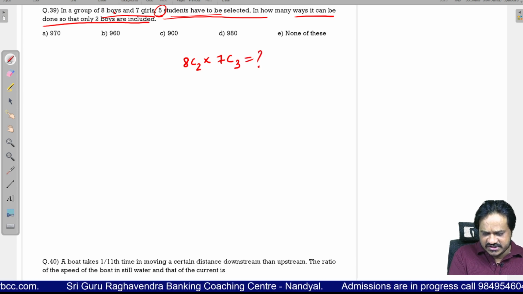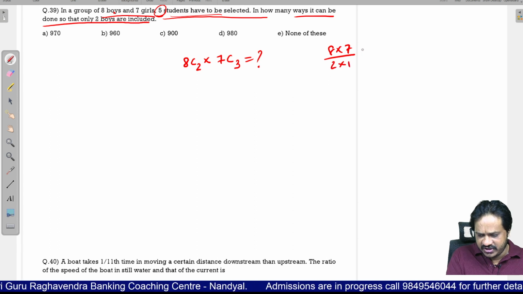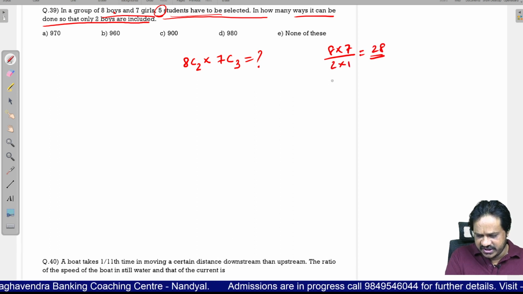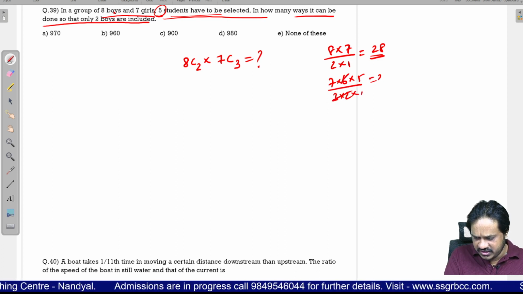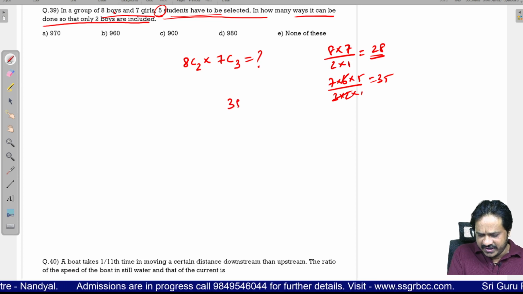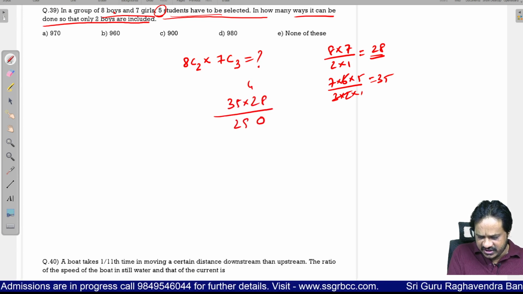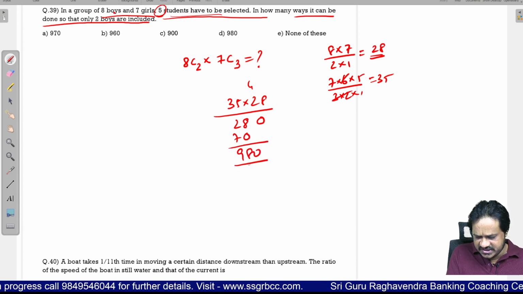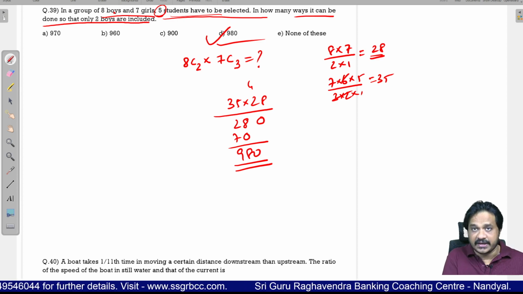Now what is the product of this? 8C2 means 8 into 7 by 2 into 1, that is 28. 7C3, 7 into 6 into 5 by 3 into 2 into 1, that is 35. Multiply 35 with 28. 8 5s 40, 2 5s 10, 7. So the answer is 980. Option 4 is the correct answer.